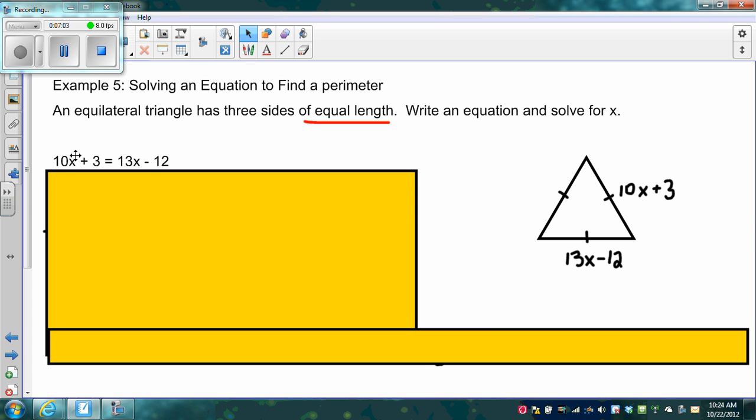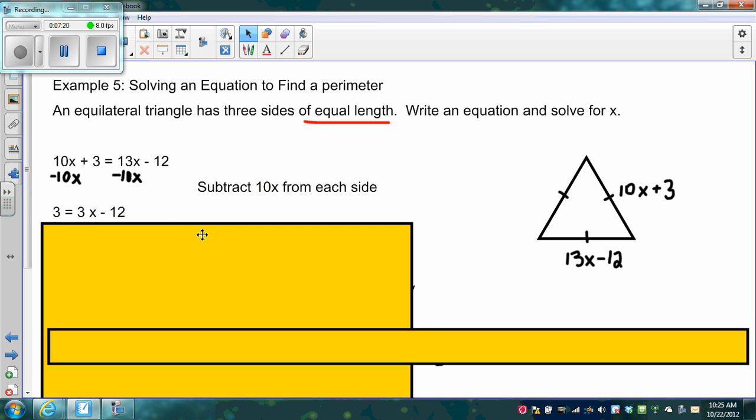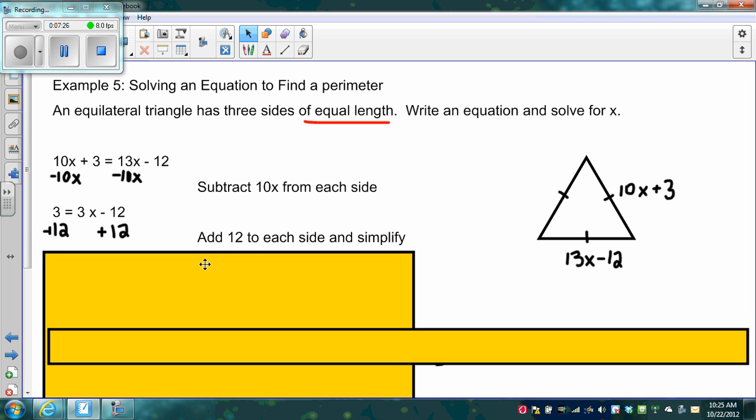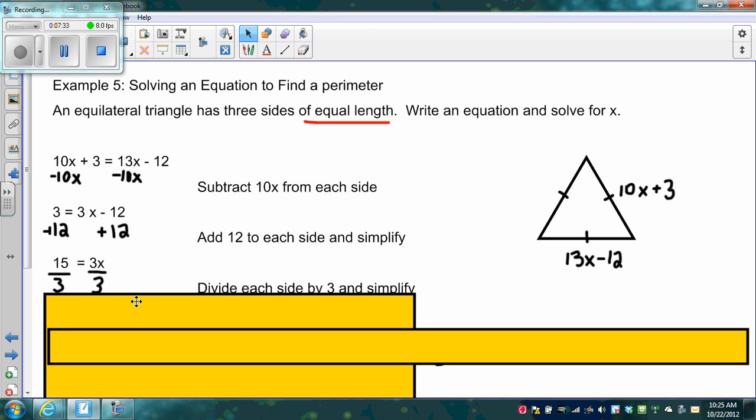So if we have 10x plus 3 equals 13x minus 12. Let's get all our variables to the one side. Since 13x is a larger number, I'm going to subtract the 10x from both sides first. Then I can simplify that and get 3 equals 3x plus minus 12. So let's add 12 to each side and simplify to get 15 equals 3x. To get x alone, we divide each side by 3, and we get x equals 5.